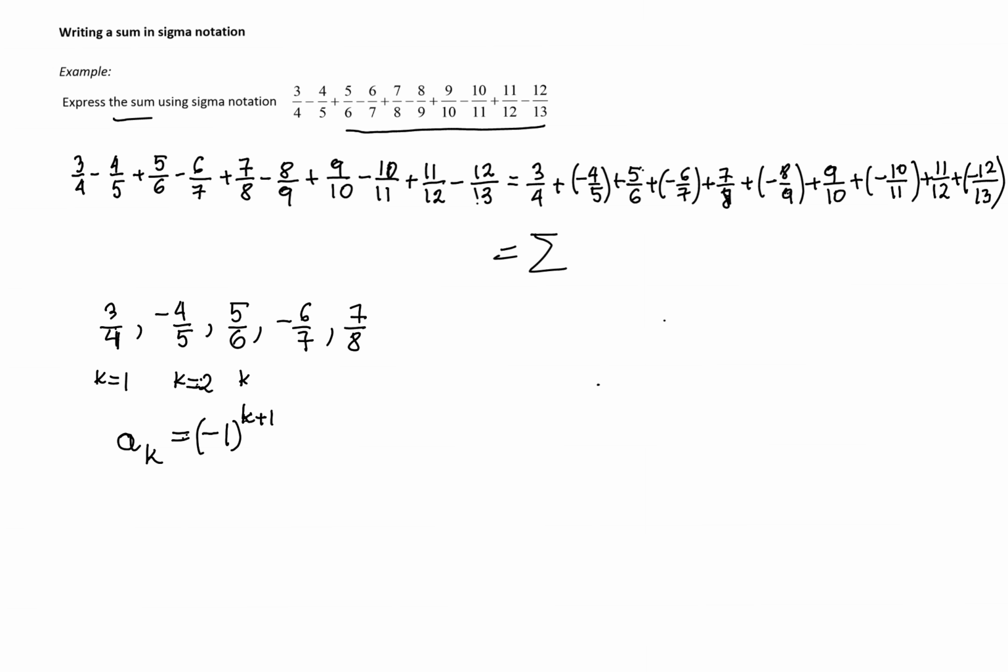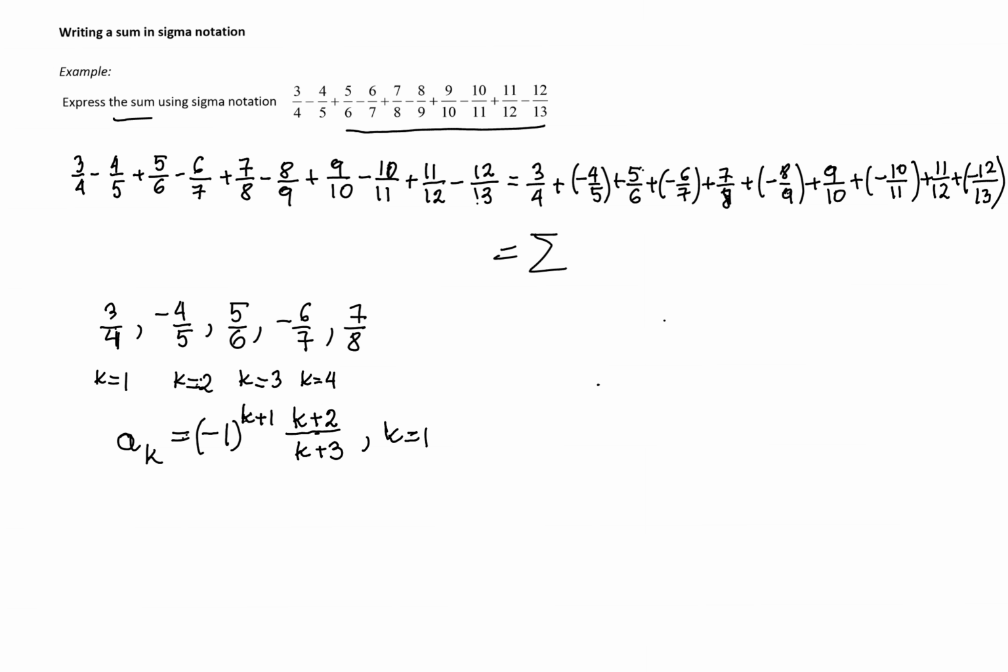We'll look for a relation between the terms of that sequence and the values of k. We can easily notice that the numerators are always 2 more than the value of k. So the numerator should be k plus 2. And the denominator is always 3 more than the value of k. So this is going to be k plus 3. And we are starting with k equal 1, and we'll continue.